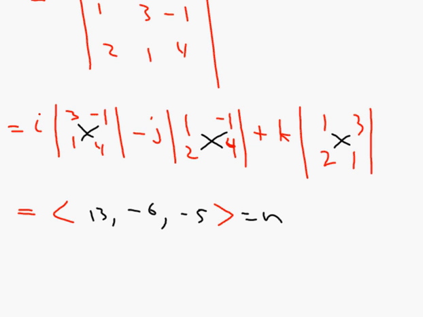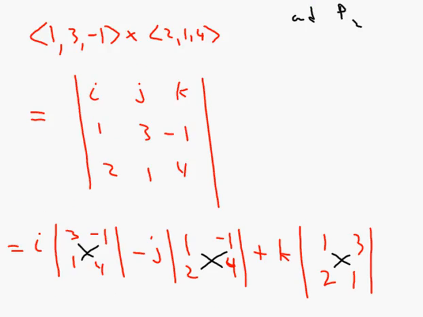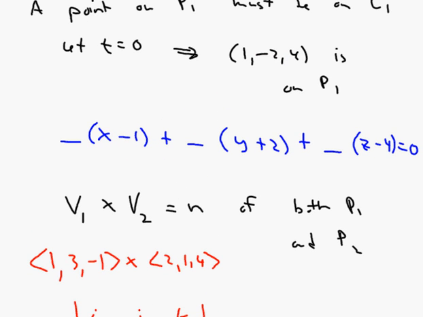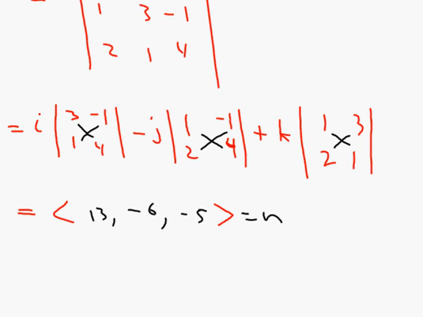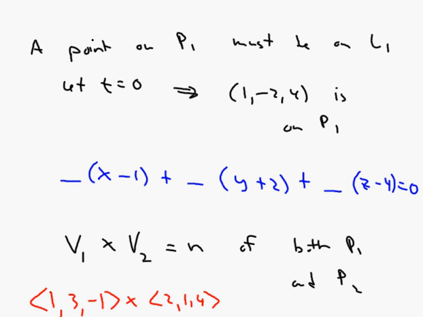All right? So now we actually know plane 1, don't we? Plane 1, there it was. I had written it out. I just didn't have the components in there, but now I know what they are. They are 13, negative 6, and negative 5. So I can go plug those in. So here's 13, negative 6, and negative 5. And that's the equation of plane 1. Okay?